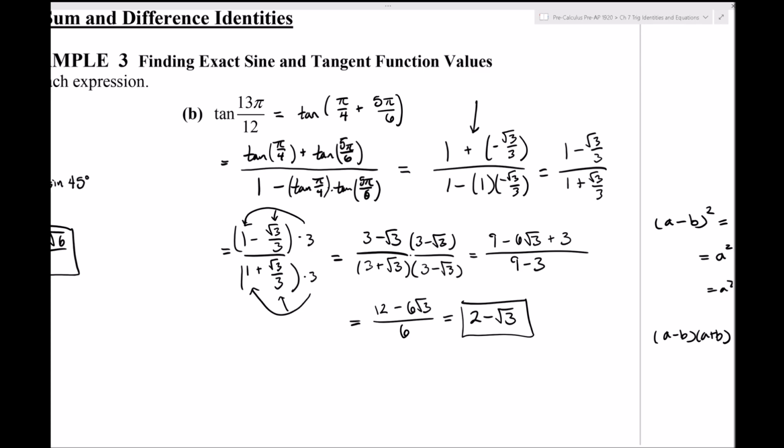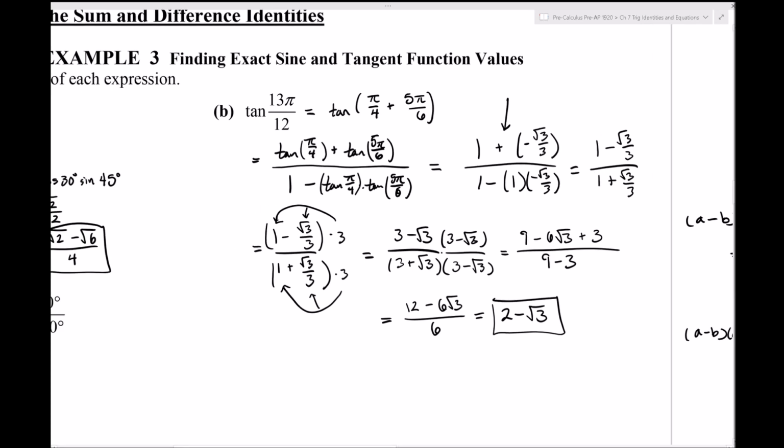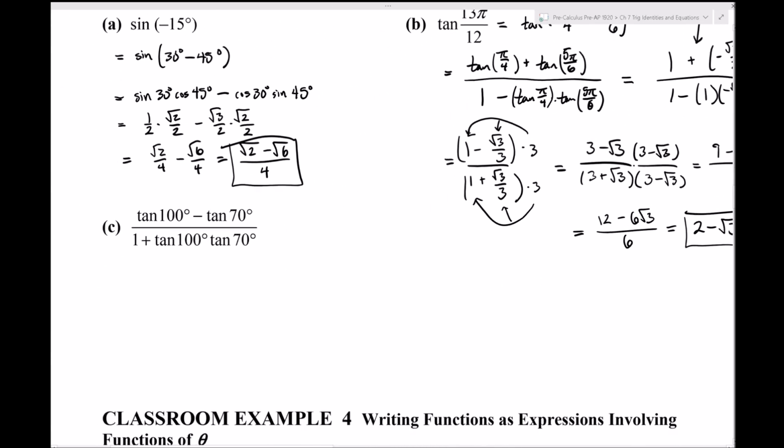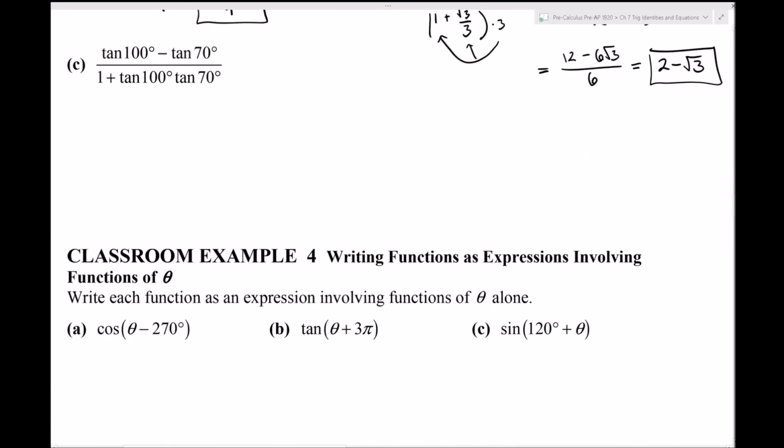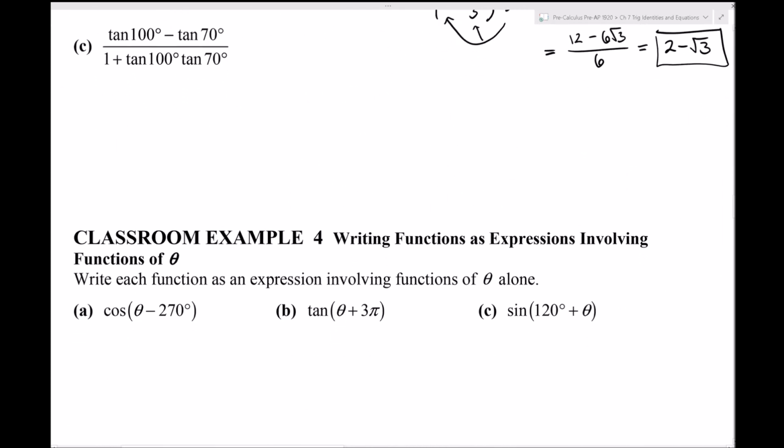Alright, so in this case, we'll go ahead and consider that part done. We'll move on to part C. Part C is another one, just like in the previous example, example 1, part C, where they wrote out the right-hand side of the sum or difference formula, and they had you figure out what the formula had on the left-hand side. Same idea here.